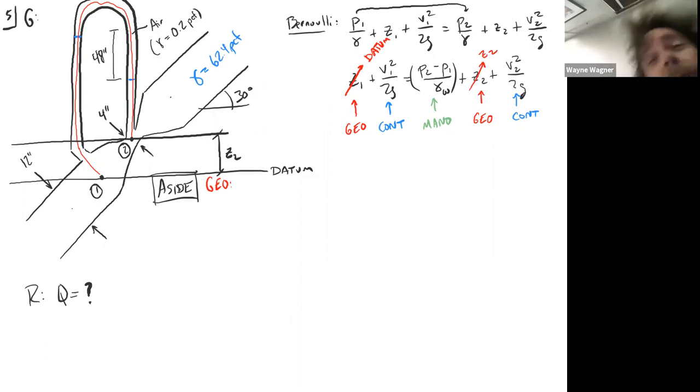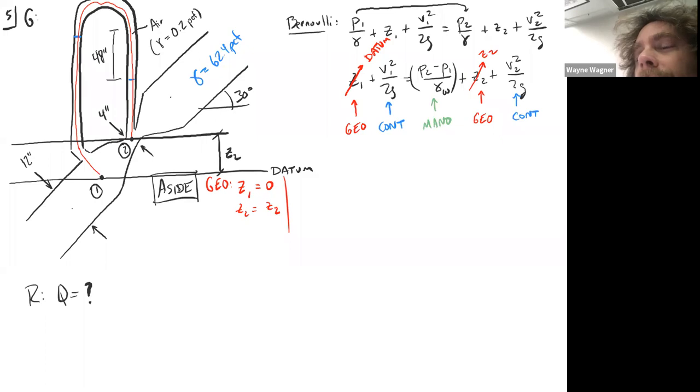All right, so now we need to do continuity. Let's do blue for continuity. So geometry: Z1 equals 0, Z2 equals Z2. Another way to do this is to just leave them as Z1 and Z2, Z1 equals Z1 and Z2 equals Z2. That would also work. I just like to get rid of terms if I can.